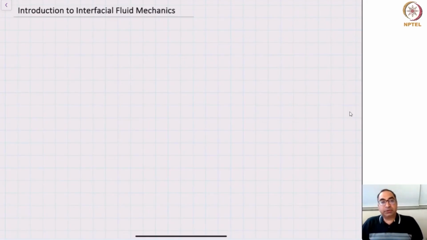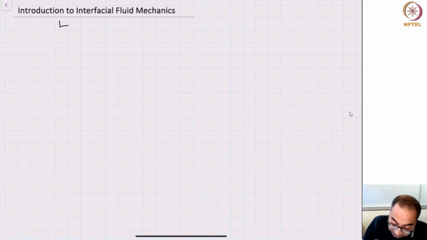Hello everyone, welcome to the first lecture in Interfacial Fluid Mechanics. In today's lecture, we'll be covering two key topics. What are the relevant non-dimensional numbers that one would normally encounter in interfacial flows? And then we'll look at the notion of Laplace pressure. Let me write down both of these points.